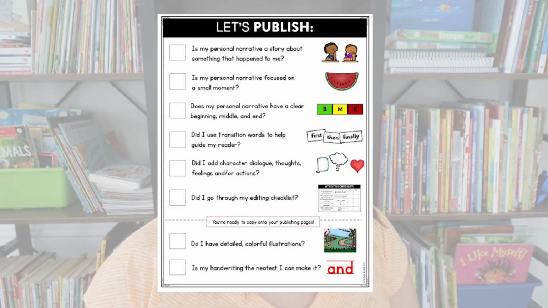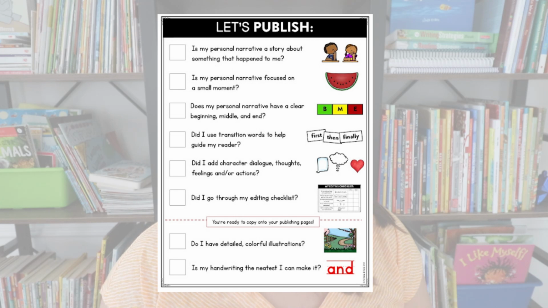And lastly, we have our publishing checklist that looks like this. Again, these are different for each and every unit. This one is specific to personal narratives. So it says, is my personal narrative a story about something that happened to me? Is it focused on a small moment? Does it have beginning, middle, end? Did I use the transition words? Did I add character dialogue, thoughts, feelings, and or actions? And then did I go through my editing checklist?